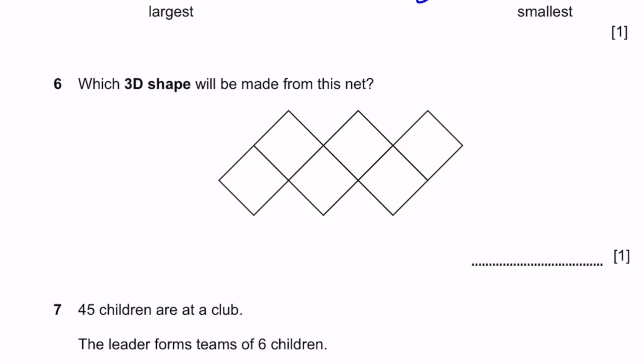Question 6. Which 3D shape will be made from this net? We can see, using logical reasoning, there's 1, 2, 3, 4, 5, 6 squares over here. And which 3D shape has 6 square faces? A cube, right? So the 3D shape made is a cube.